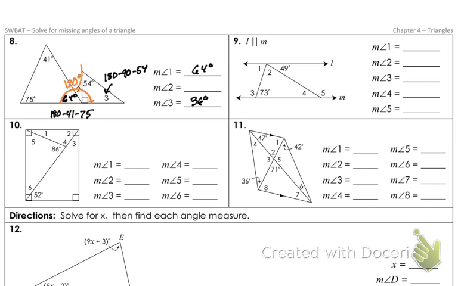So we're going to do kind of the same thing we did with triangles. We're going to start with 180 degrees because that's a linear pair. We're going to subtract away the 90. We're going to subtract away that 64. And the remainder is going to be angle 2, which should be 26.